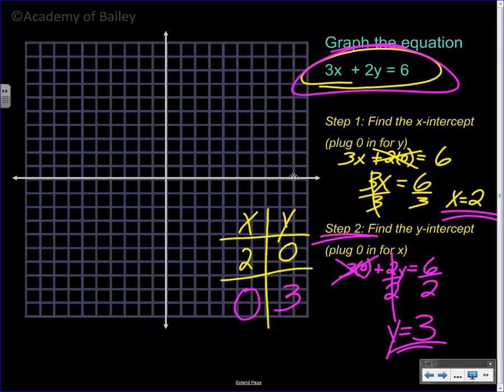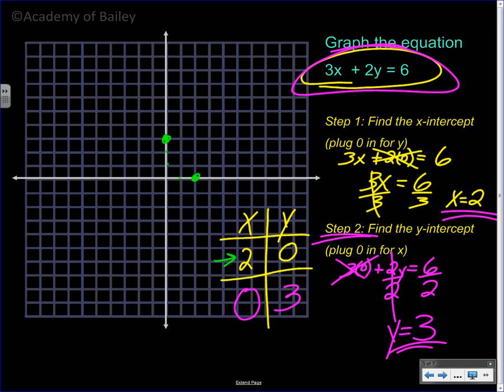So let's go ahead and do that. Let's go ahead and do the x-intercept. 2, 0. That means you go to the right 2 and up or down 0. Y-intercept. 0, 3. That means you go left and right 0 and up 3. And you have your equation.